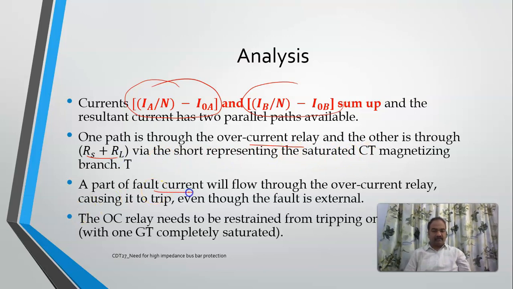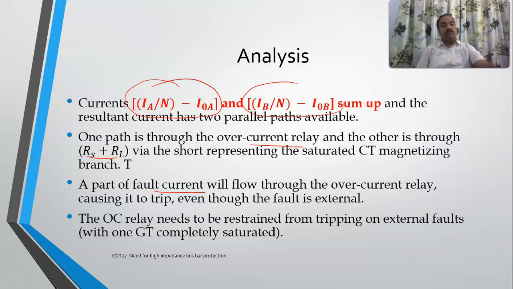So a part of the fault current now will flow through the overcurrent relay, thereby giving you an alarm, even though the fault is external. So what we should do now, the overcurrent relay should not operate for external faults, even though there is a saturation. Right. So what should we do? We should limit the current such that it doesn't flow through the overcurrent relay.